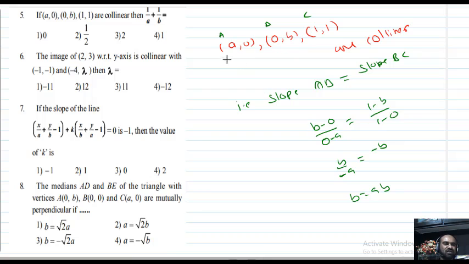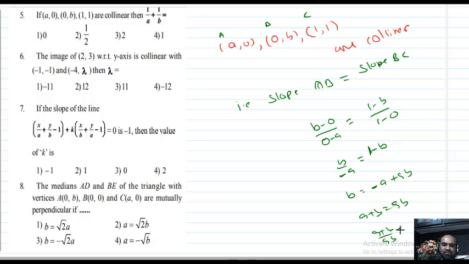I want to cross check: a comma 0, 0 comma b, 1 comma 1. b minus 0 by 0 minus a, okay. 1 minus b by 1, okay. So here 1 minus b, I forgot to write that 1. Cross multiplication, b equal to minus a plus ab, or a plus b equal to ab.